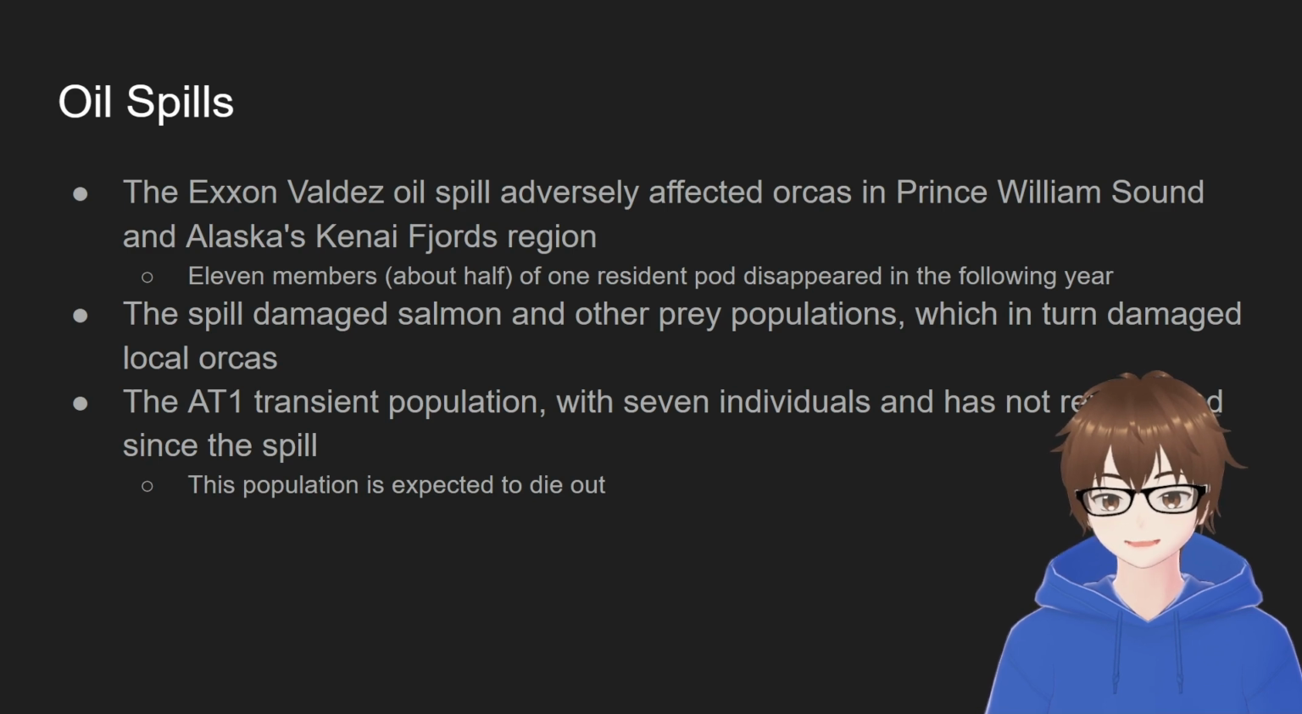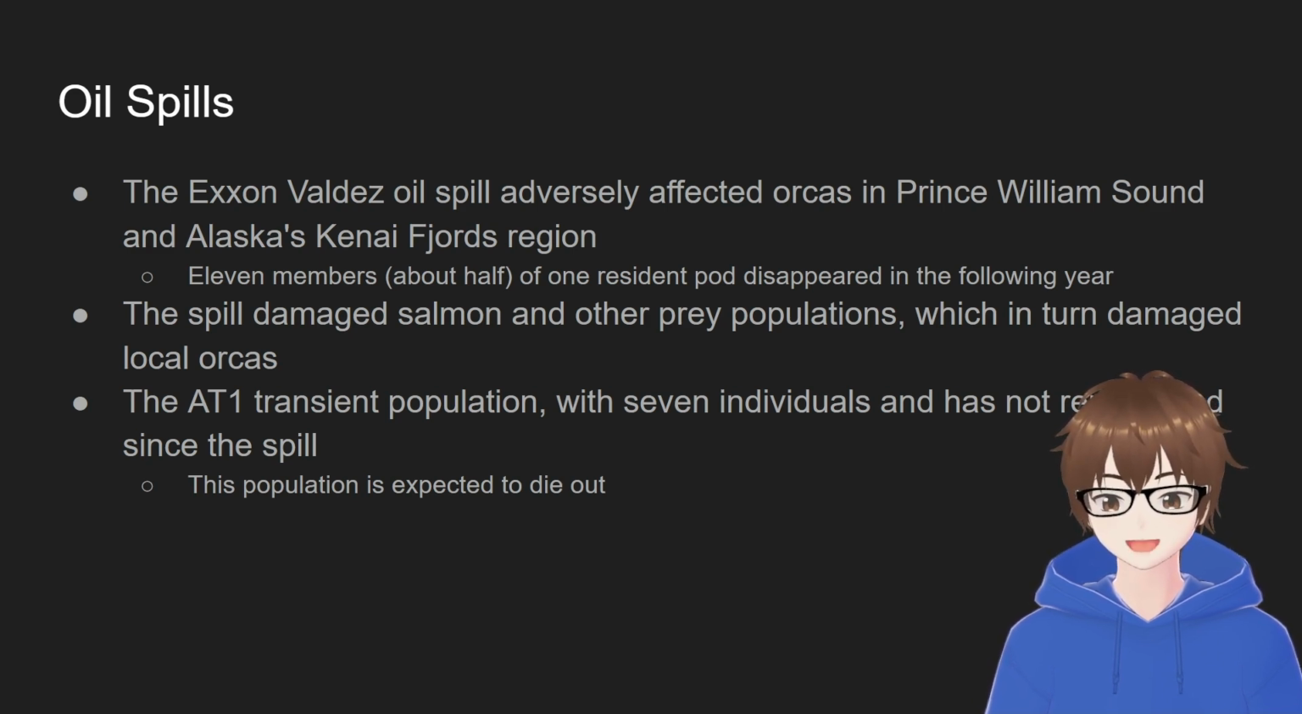So then let's go to the next one, which is oil spills. There are, of course, oil spills that you guys have heard about. The one that we're going to talk about is the Exxon Valdez oil spill, which adversely affected orcas in the Prince William Sound and Alaska Fjords region. 11 members, or about half of one resident pod, disappeared in the following year after the oil spill, which you can think of as either the oil having an effect on them or the oil having an effect on the species that they eat. It's thought that they actually died.